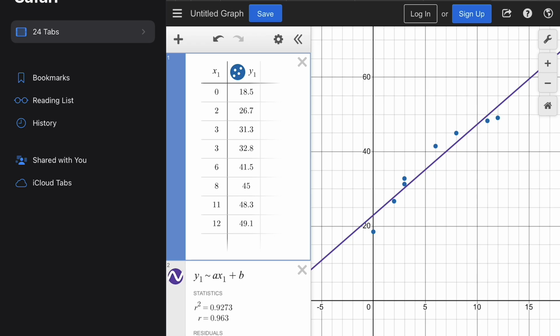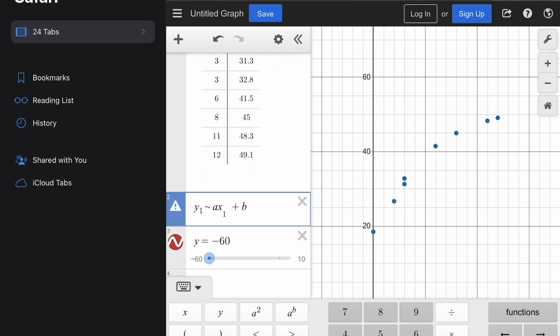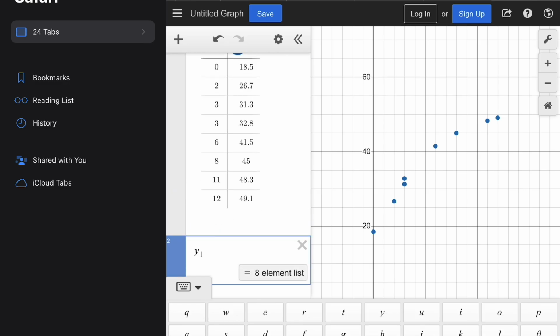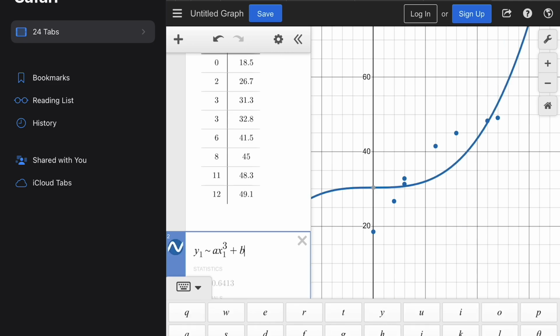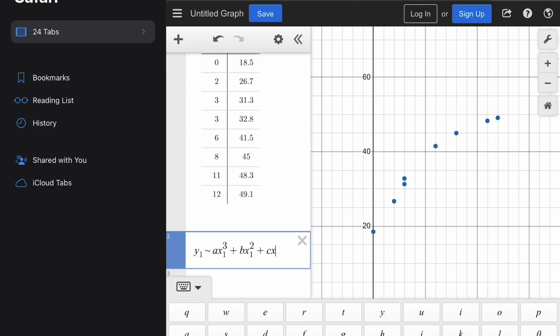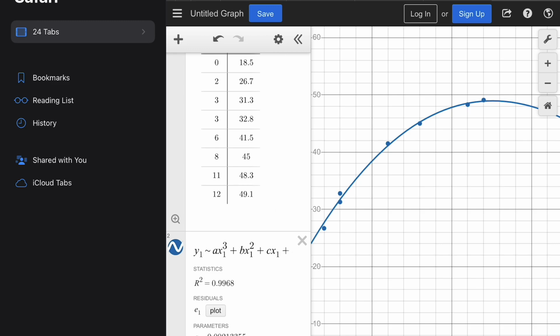This says use a cubic regression model. So y1 is a x1 cubed plus b x1 squared plus c x1 plus d. Perfect. And that fits it very nicely. What do you know?